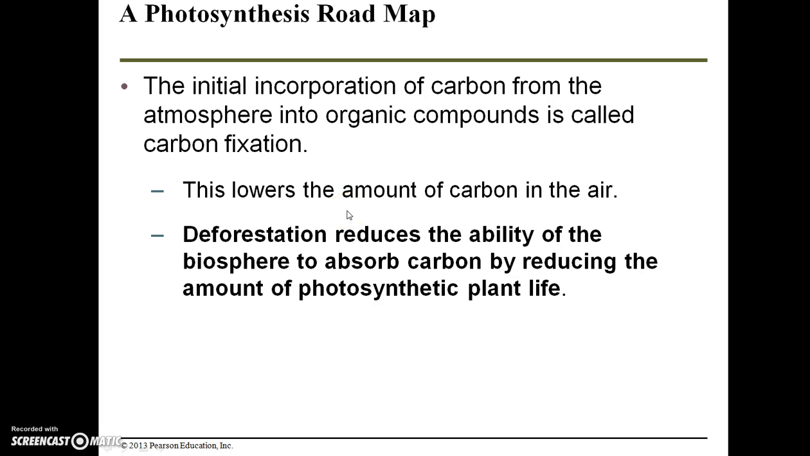Now, a bad thing about human activity on the planet is we tend to use a lot of raw materials to build our infrastructure and houses. So deforestation ultimately reduces the ability of the biosphere to absorb carbon by reducing the amount of photosynthetic plant life. And to make matters a little bit worse, we are usually using fossil fuels and thus emitting more carbon dioxide into the air while we are taking out these trees, which further reduces the ability of the planet to regulate climate.